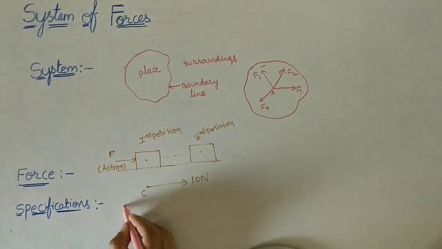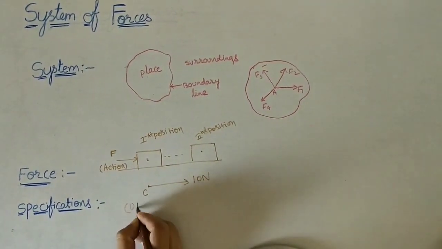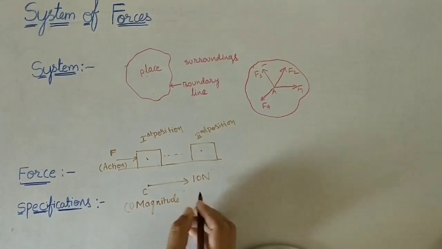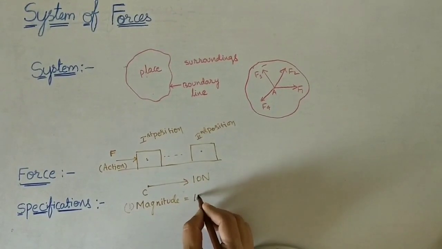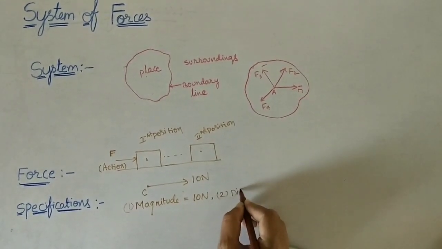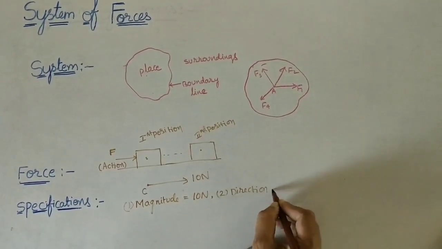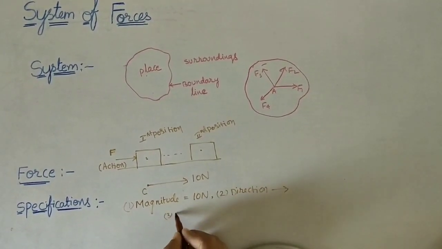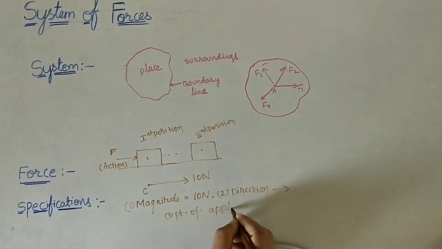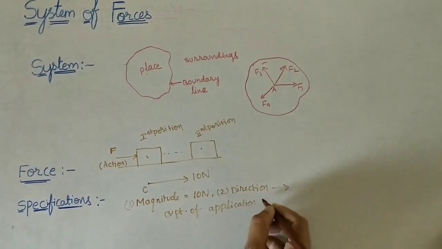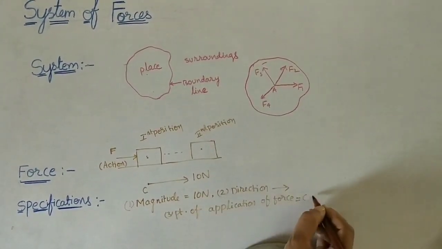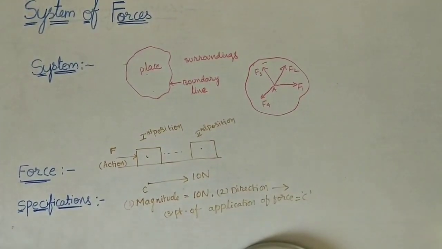Now here three main specifications of this force. One is magnitude. So how much magnitude it has? 10 newtons. Next is second one. Which direction it is acting? It is acting in right side direction. And what is the point of application of force? At which point it is applying? At C point. Like that we can find out the given force.